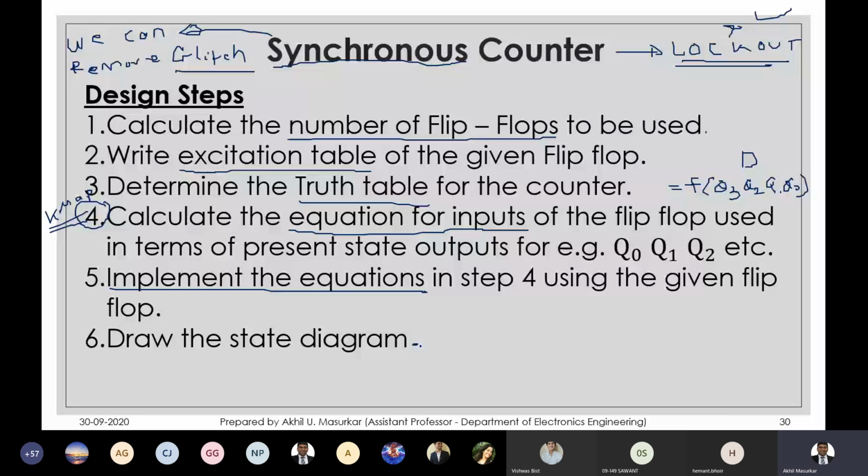So step number 1 and 2 are pretty simple. Step 3 is where you have to apply your brain, and step 4 is where you have to apply your K-map skills. So steps 3 and 4 are crucial. This is where you have to think. In steps 2, 3 and 4, you have to think.